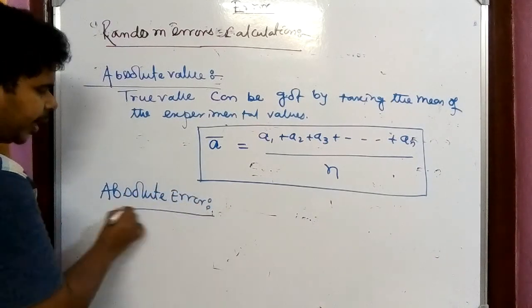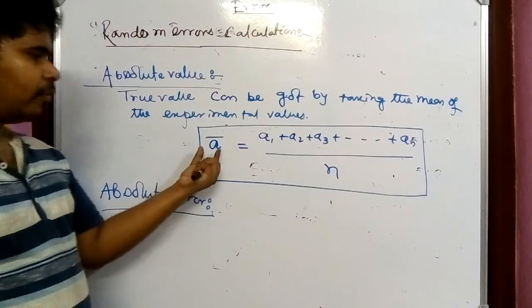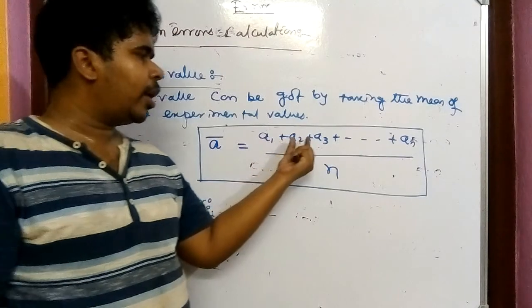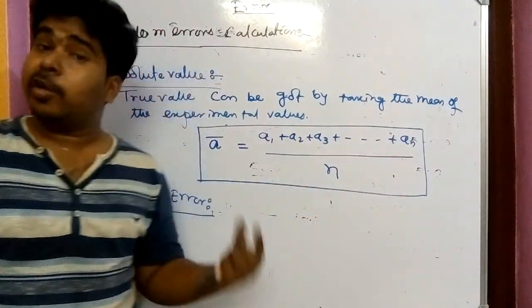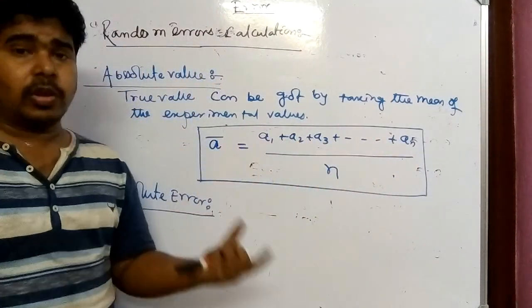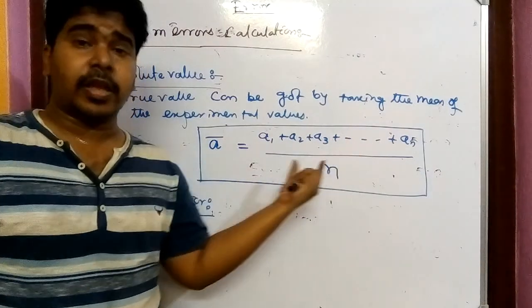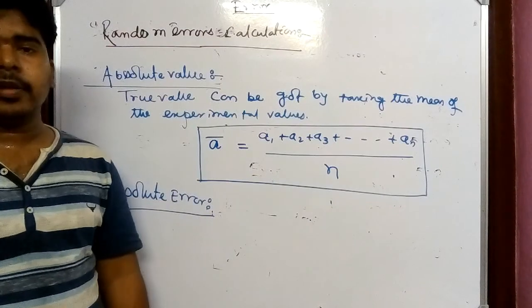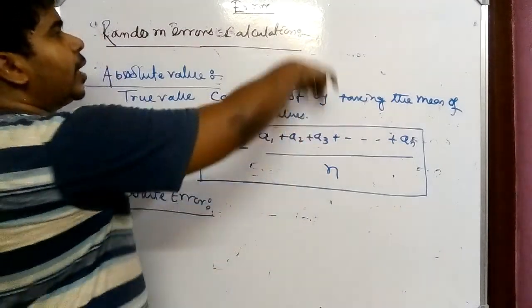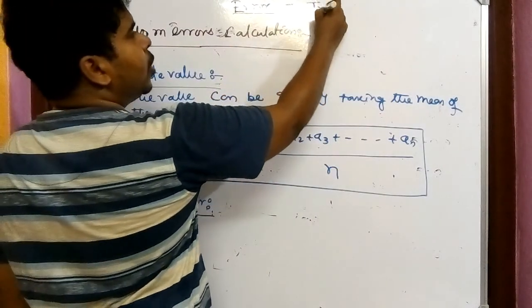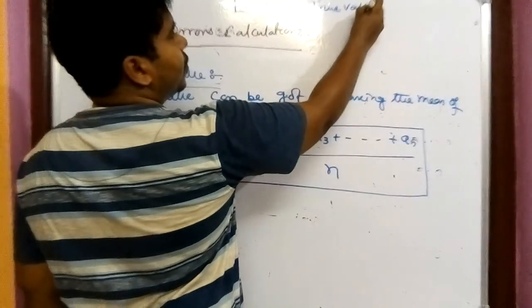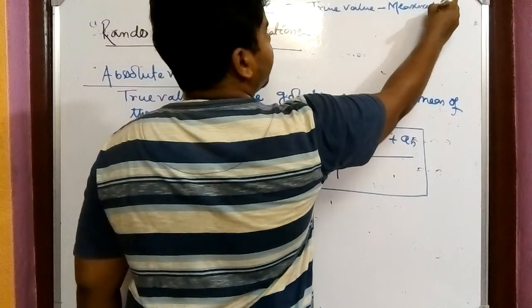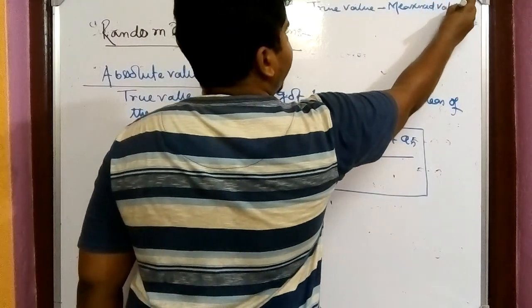What is absolute error? Whenever we have that value A, it shouldn't be equal to A1, A2, A3. It may be equal, but mostly you will not get exactly the same value. There will be a difference. Whenever you have to find the difference, earlier we said that error is nothing but true value minus measured value.